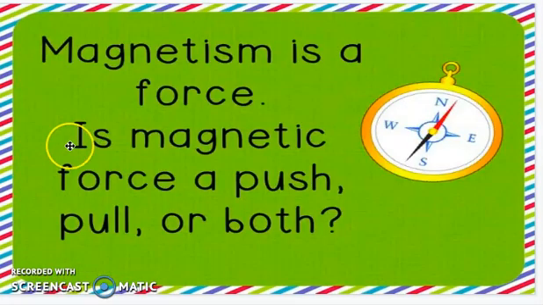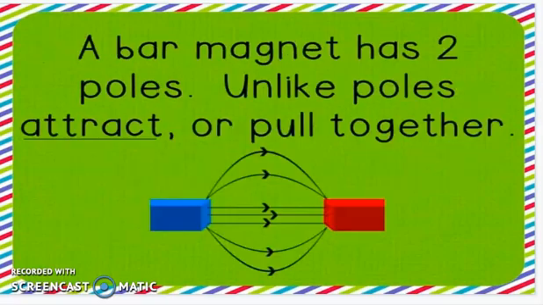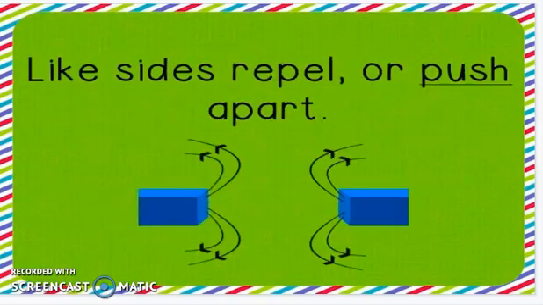So a question to ponder: magnetism is a force. Is magnetic force a push, pull, or both? So let's talk about it before we answer it. A bar magnet has 2 poles. The unlike poles attract, and they're going to pull together. So our North Pole and South Pole are going to pull together. If we have 2 like sides, they're going to repel or push apart. So 2 North Poles here are going to repel and push apart.